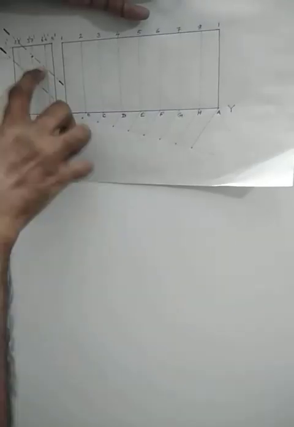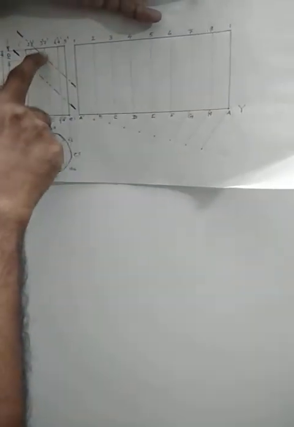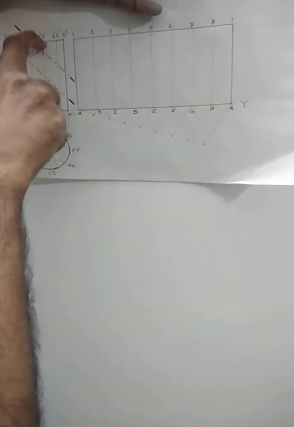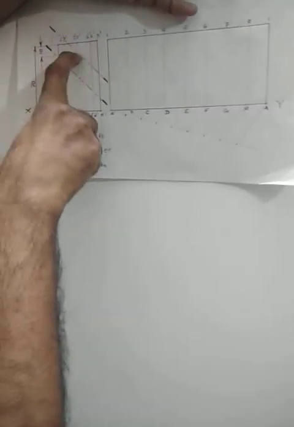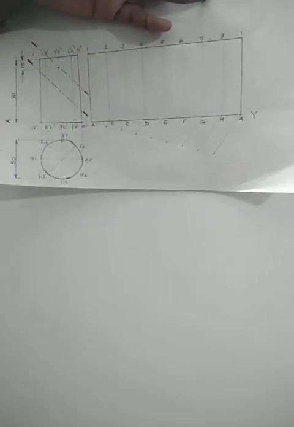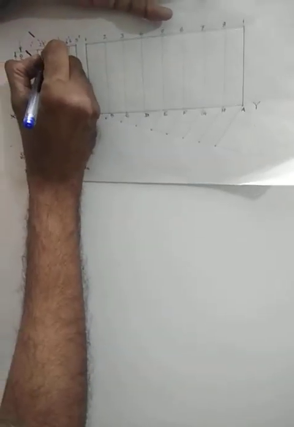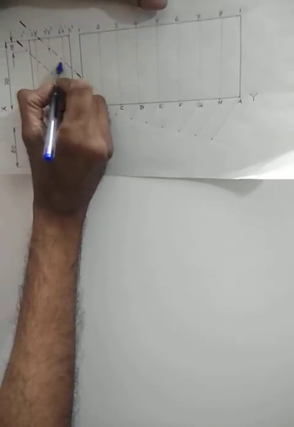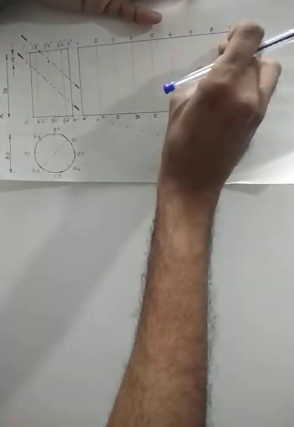Second case, the section plane again is 45-degree, but it should pass 10 mm away from the top face. So you identify this point, again you draw a 45-degree line. The difference is, it is passing through the top face. So this point and this point you can project horizontally. These 3 points you can project horizontally.